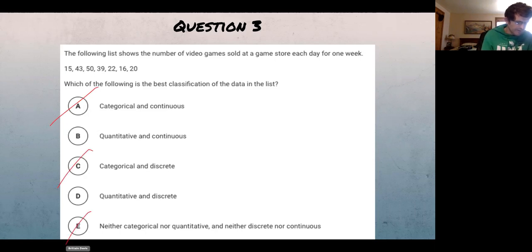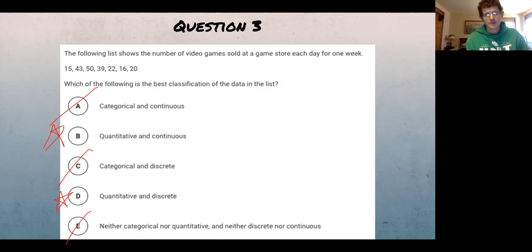We know it's going to be quantitative, so I'm stuck with one of these two answers. Now, the thing that I forgot to talk about, luckily it's not a very complex idea, is are we talking about continuous or discrete data? With continuous, you learned about continuous functions in previous years, and I'm not sure if discrete ever came up, but continuous means that, well, let's start with discrete actually.